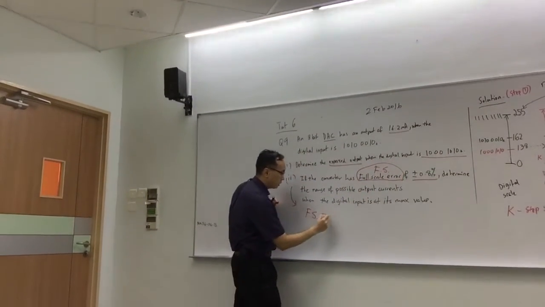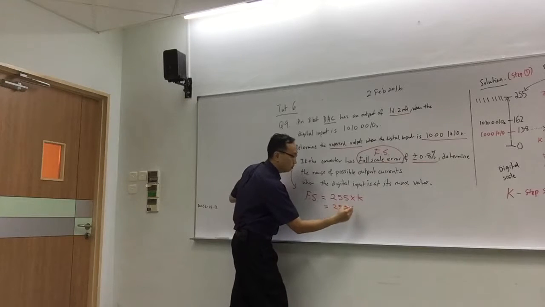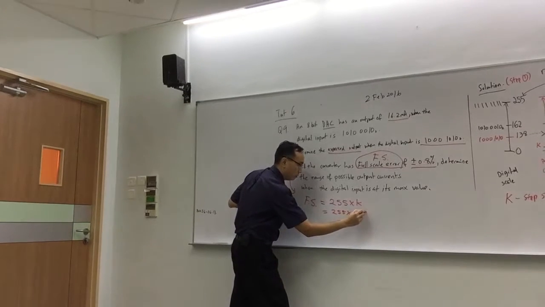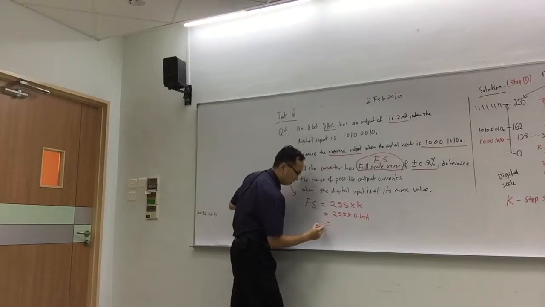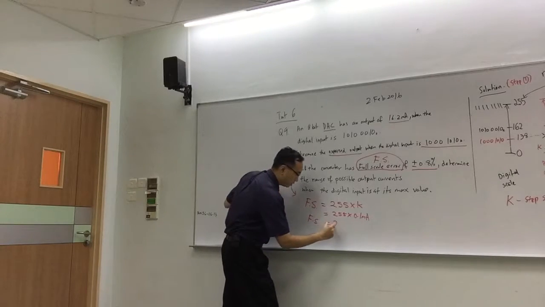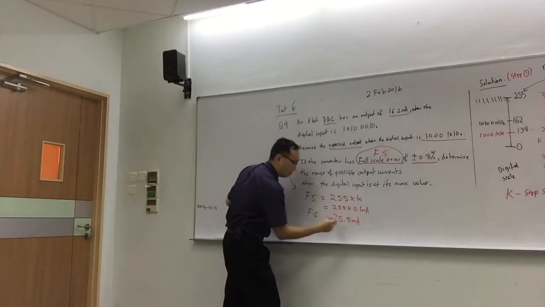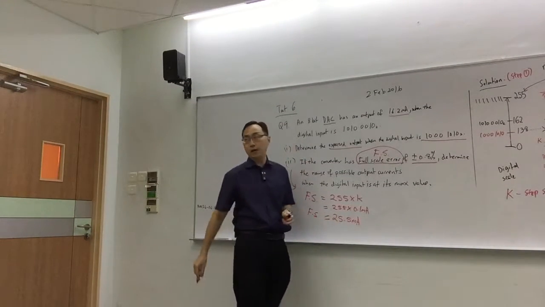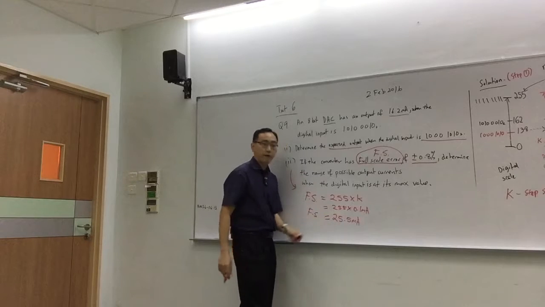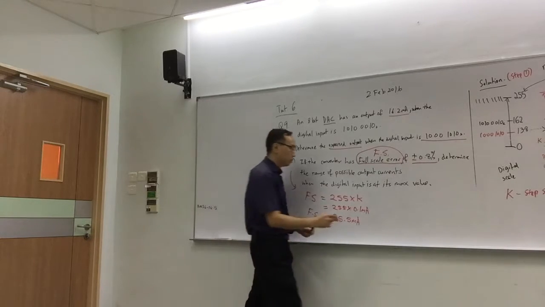Okay, so what is full scale? Full scale is 255 times K. So it's 255 times 0.1 milliampere. What's the answer? Can you all help me? What is full scale? You all say 25.5, right? Milliampere. So that means this is the maximum current it can supply. Max, 25.5 milliamp.